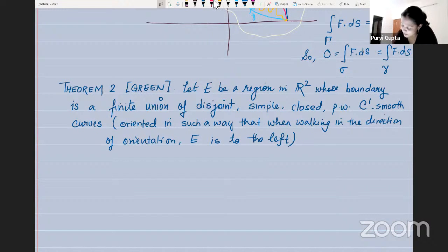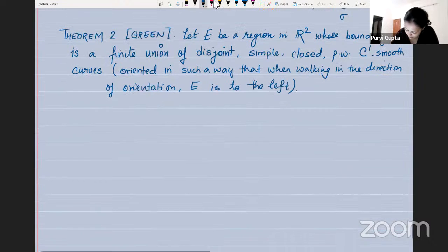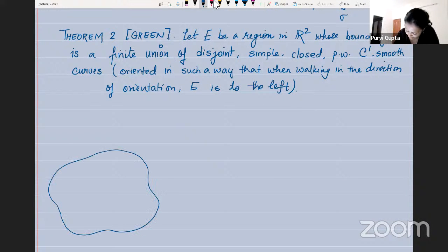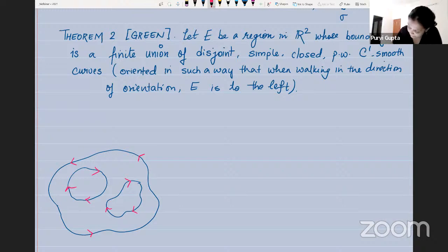Okay, so let's draw a picture before we complete this statement. So we have some region, and there are finitely many boundary curves. And when I walk along this outer boundary, my region should always be to the left of me. So when I'm walking in this direction, but when I do this inside, this is what I get. I get these clockwise directions for the inside curves. So this is my E.